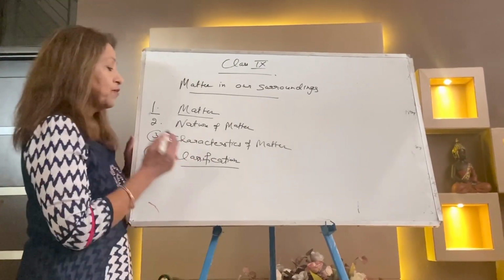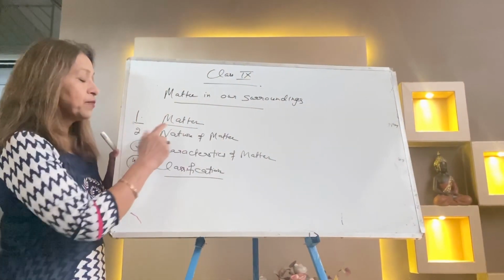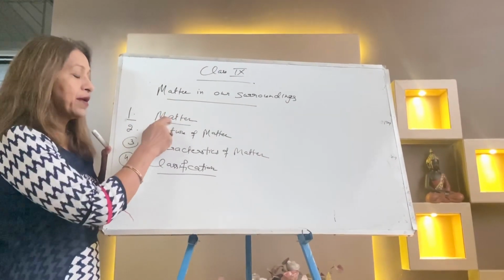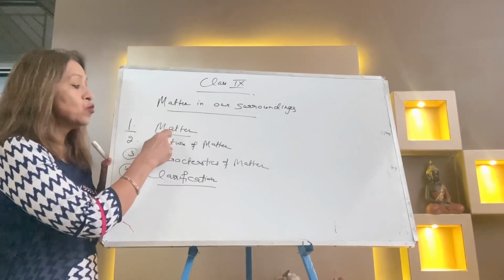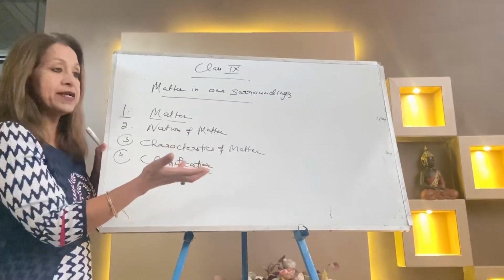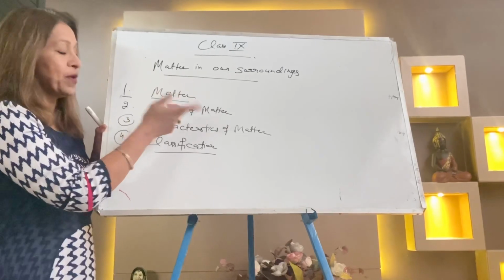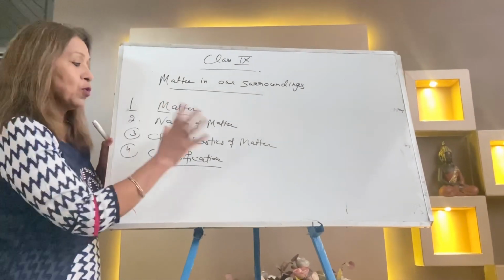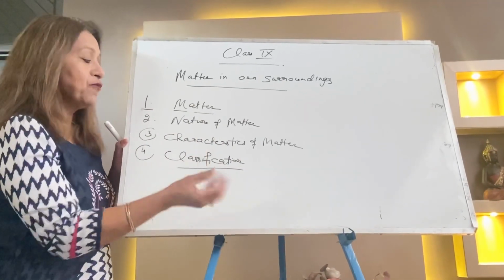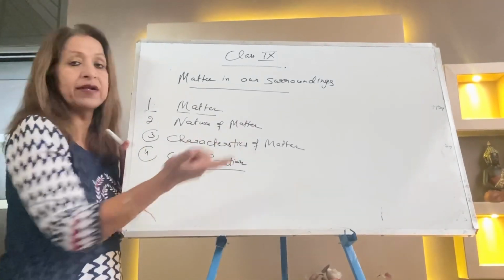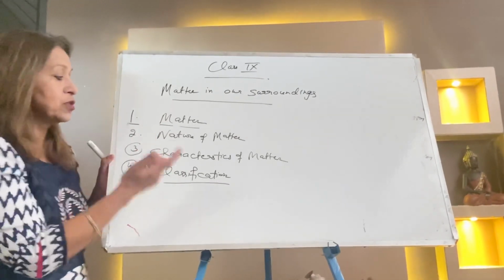Now let us start. What topics did we cover yesterday? Three topics. One was, what is matter? Think over it. Matter is that which occupies space, which has a definite volume and mass, and whose presence can be felt by our senses. Second question is, what is the nature of matter? Very simple, matter has a particle nature.